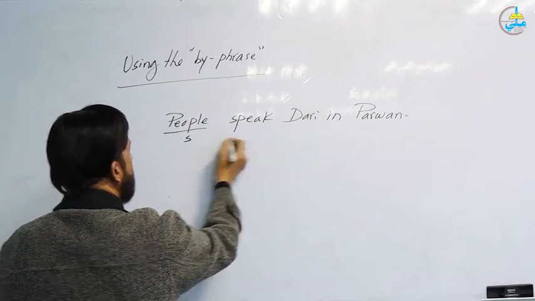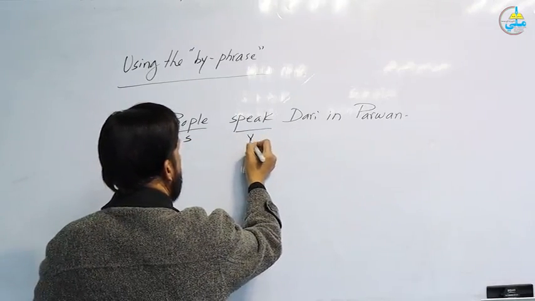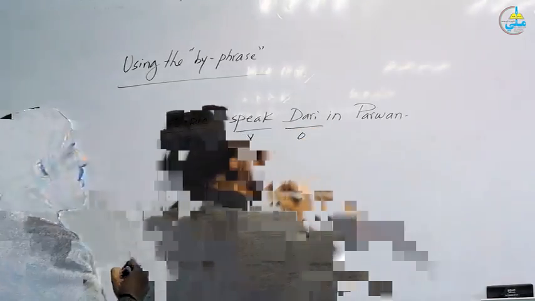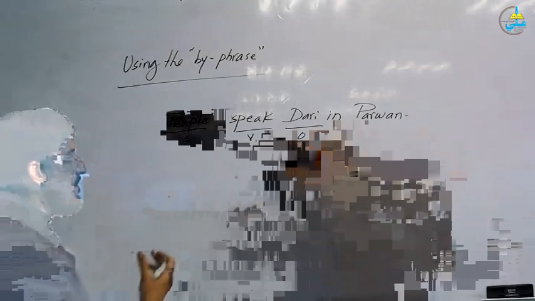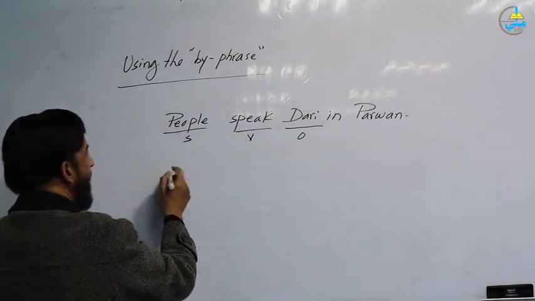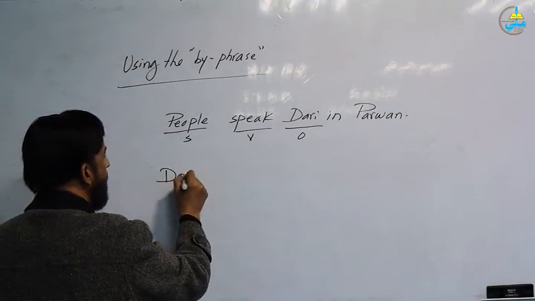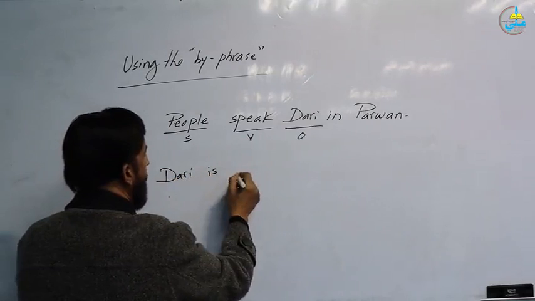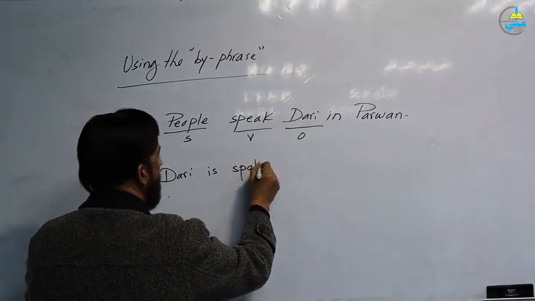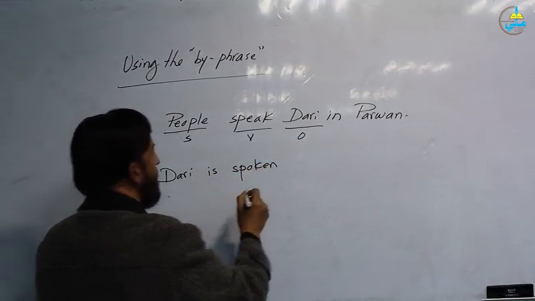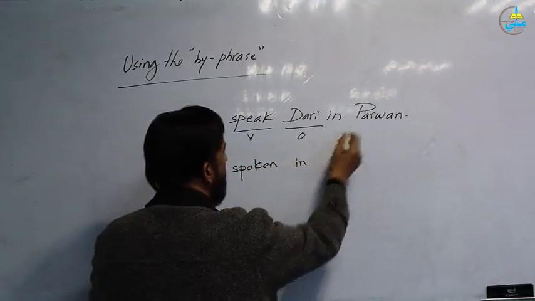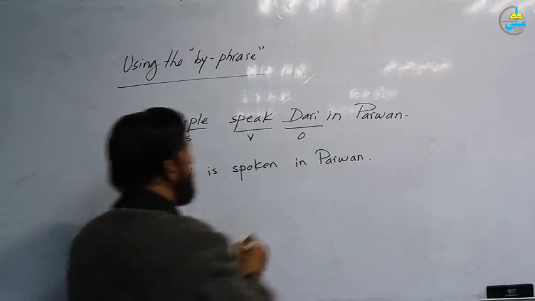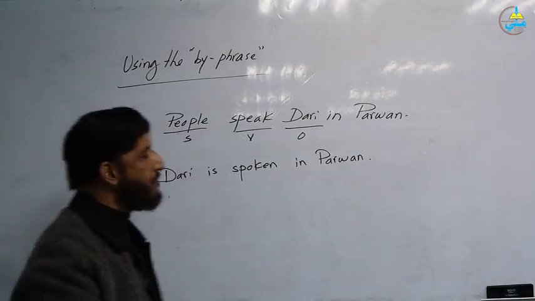People subject, speak verb, Dari object. So, if we change it to passive, we bring Dari here as subject. Dari is the third form of speak is spoken. Spoken in Parwan. Dari is spoken in Parwan.